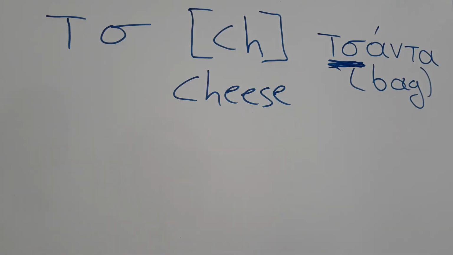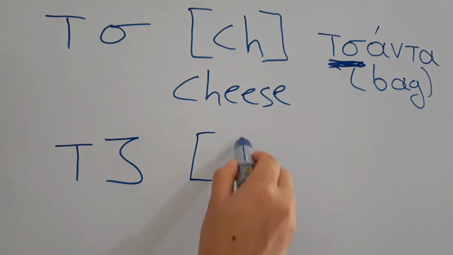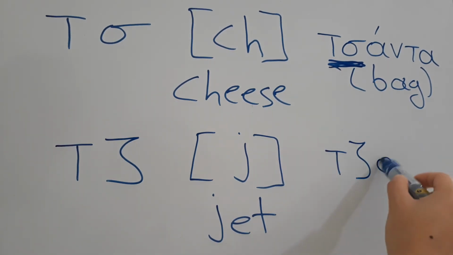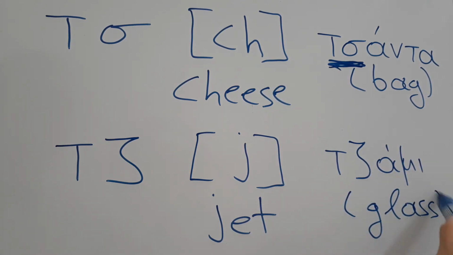Next are the two consonants Taf and Zeta that make the sound Z, like the letter J in English. In English you say, for example, the word jet. In Greek, look at the word zami. It means glass. These two, you can find them equally in the beginning of the words and also in the middle.